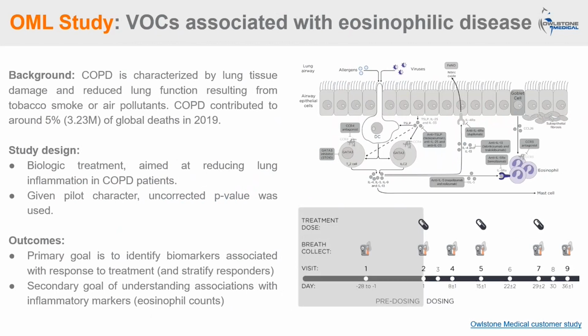In this study, a biological treatment was aimed at reducing lung inflammation in COPD subjects. 23 COPD subjects were each given one of 4 treatment regimes, placebo or one of 3 drug doses. Subjects were each given 3 treatment doses between visits 2 and 7 of the experiment. Largely, subjects gave 2 breath samples pre-treatment and 4 around treatment.